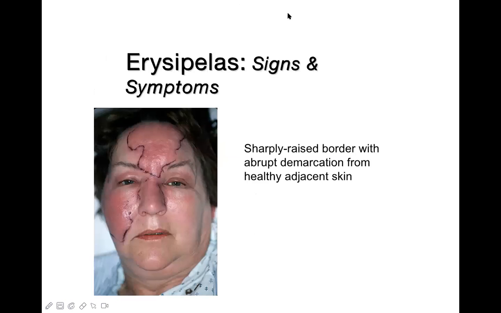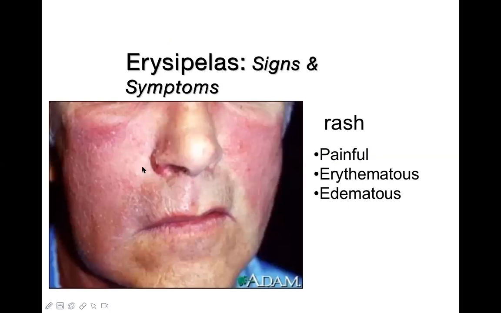Now, this is another picture which is telling erysipelas, sharply raised border. See this sharply raised border with abrupt demarcation from the healthy adjacent skin. It is also here. So this is healthy skin. It is healthy skin right here. It is also healthy. There is a sharply demarcated border which is separating the lesion from the healthy skin. Erysipelas. Now another picture. This is here on both sides.